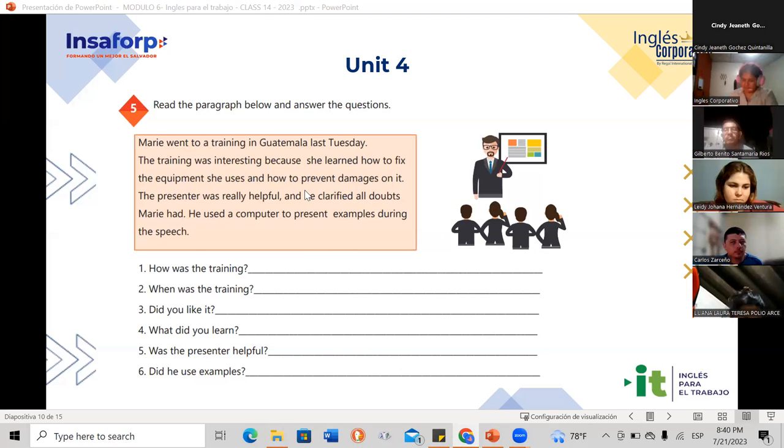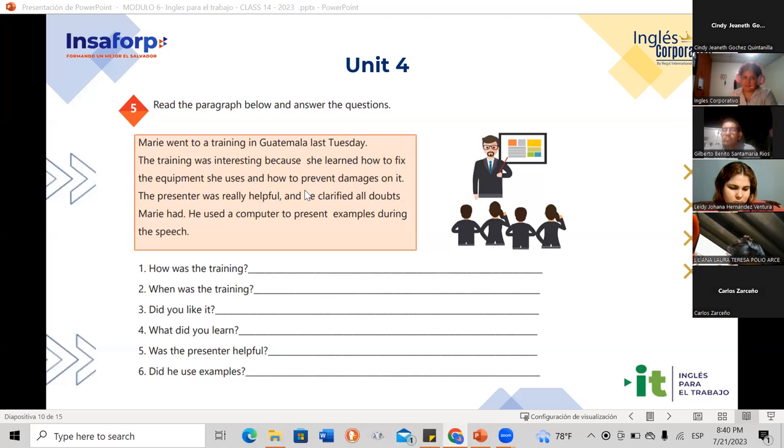Okay, teacher. Mary went to a training in Guatemala last Tuesday. The training was interesting because she learned how to fix the equipment she used and how to prevent damages on it. The presenter was really helpful, and he clarified all doubts Mary had. He used a computer to present an example during the speech.